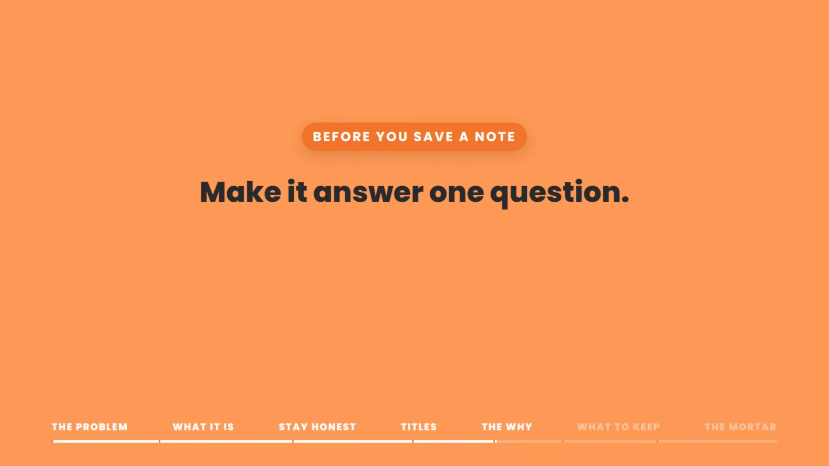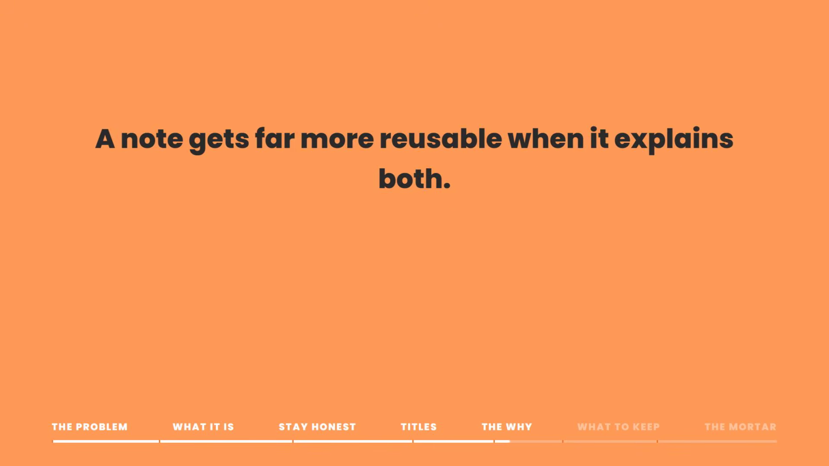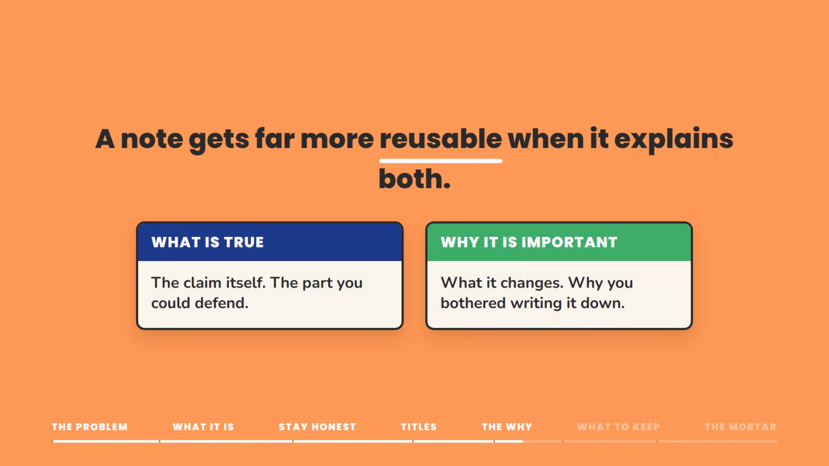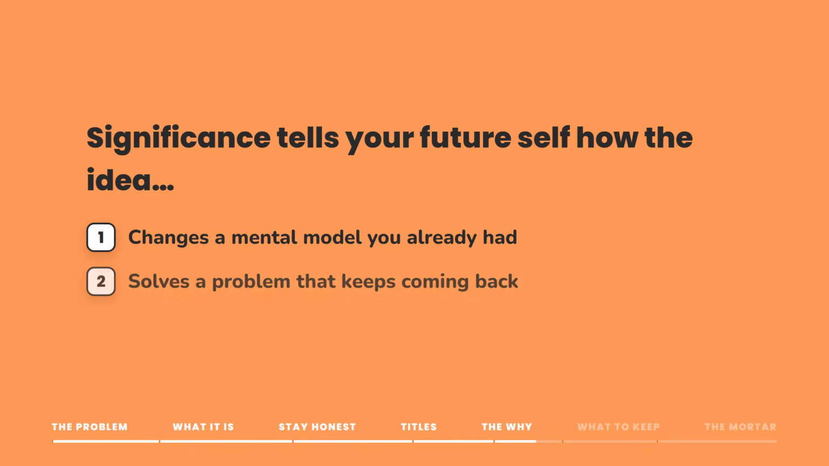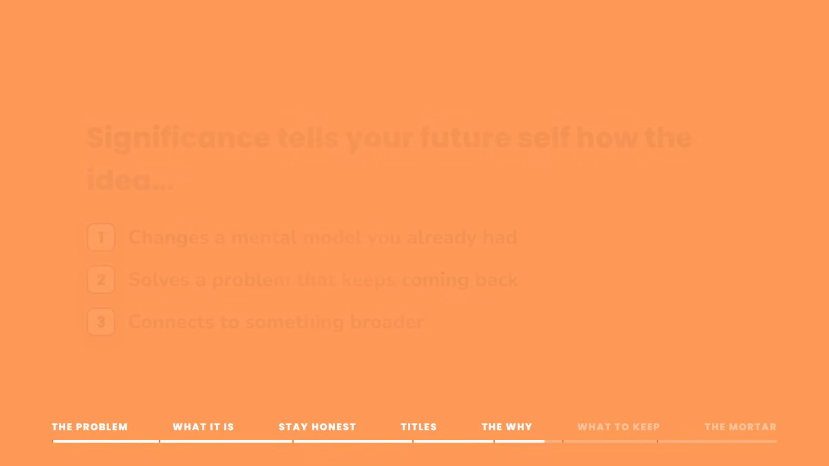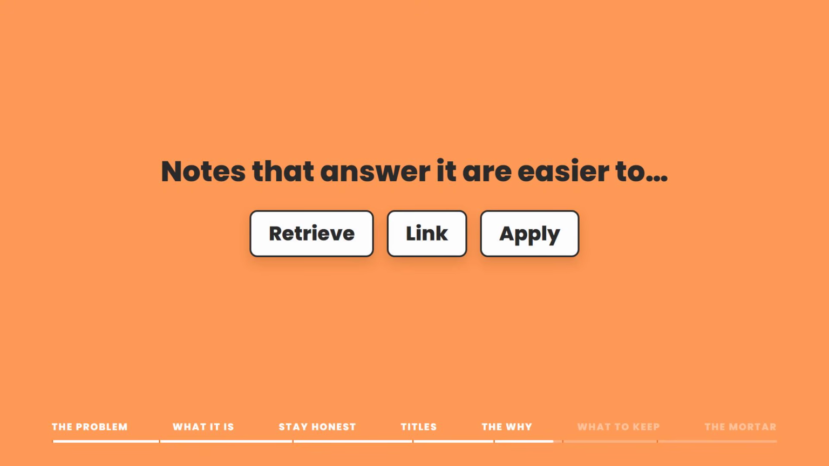Now, before you save a note, make it answer one question. Why does this matter? An atomic note becomes significantly more reusable when it explains not only what is true, but why the idea is important. Stating the significance of an idea helps your future self understand how it changes an existing mental model, solves a recurring problem, or connects to broader concepts. Notes that answer "why does this matter" are easier to retrieve, link, and apply because their relevance is explicit rather than implied.